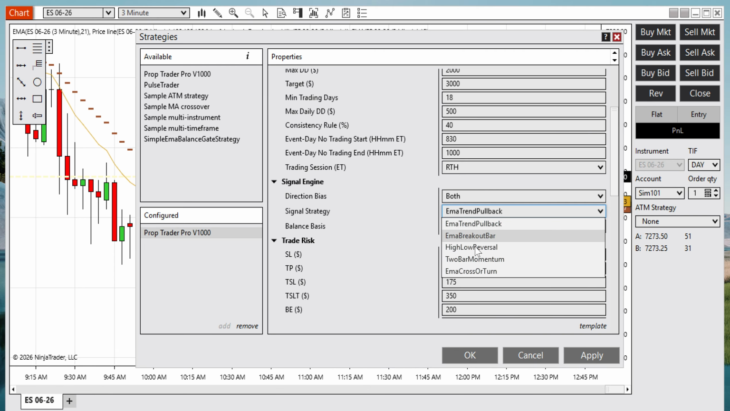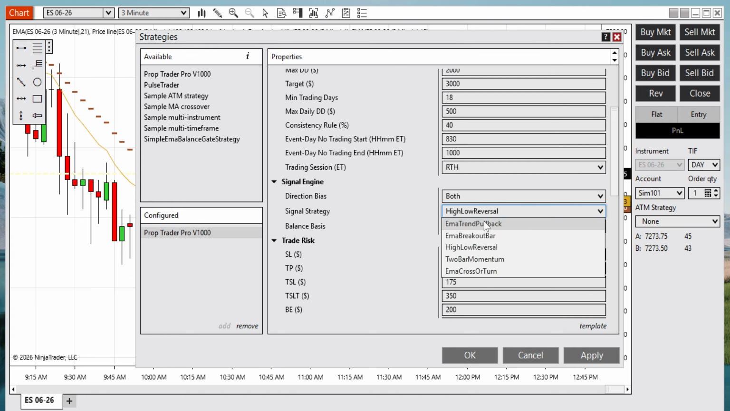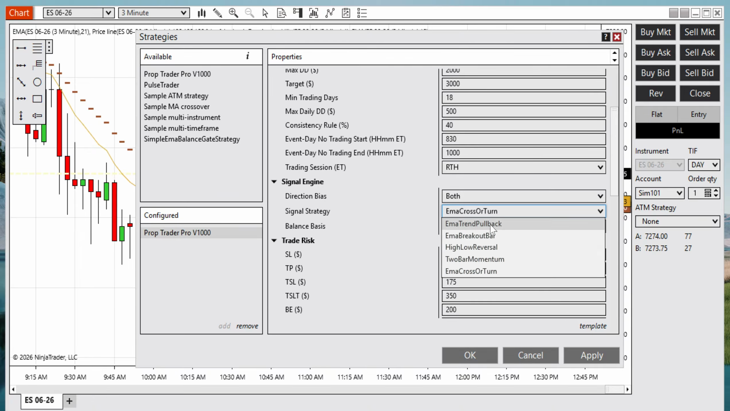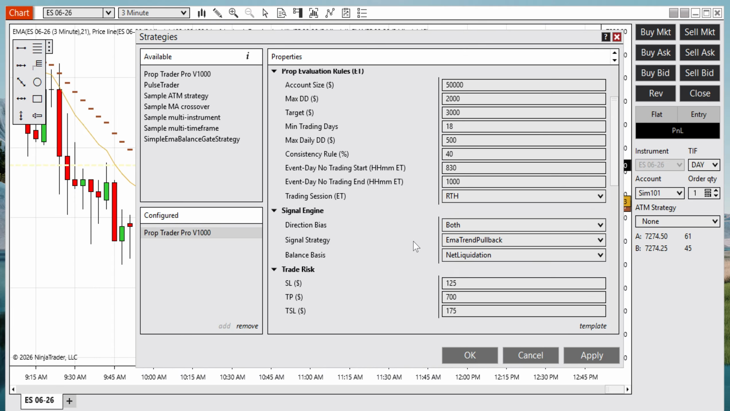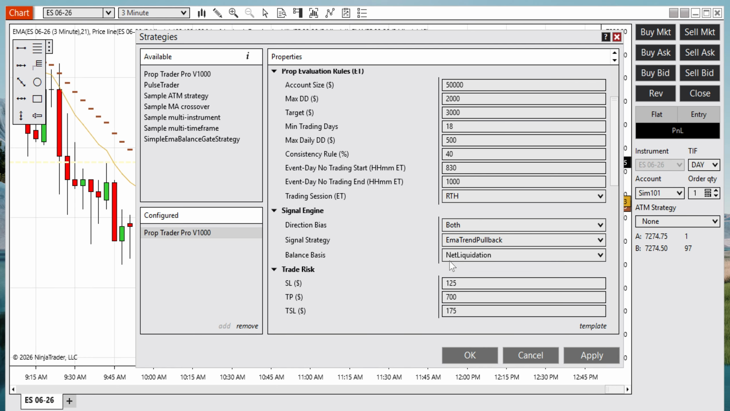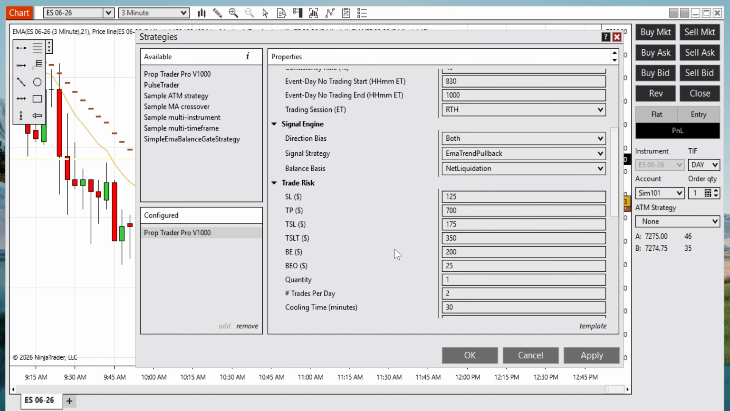Just give this to your ChatGPT and ask what is this, so you'll know. Depending on what kind of day you expect today, based on that you can select different ones. These are like signal strategy, direction strategy. Okay, I'll select this pullback, the first one. And then this is net liquidation or cash value, wherever your balance needs to be coming from Ninja. Okay, so just select one of these, ask your prop firm which one this is.